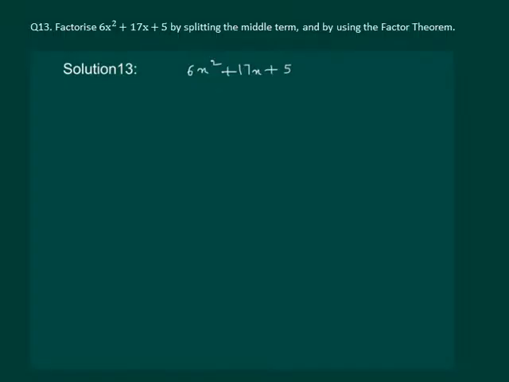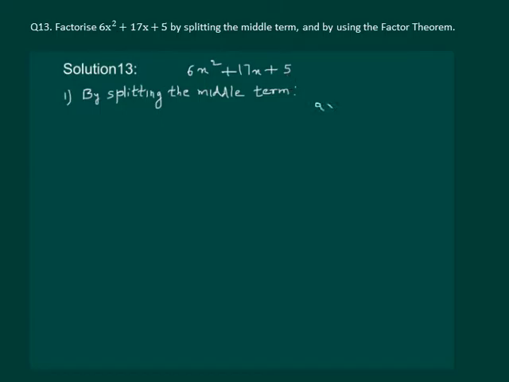Let us read the question. Factorize the given polynomial by splitting the middle term and by using factor theorem. Let us first factorize by splitting the middle term. We have a is equal to 6 and c is equal to 5.